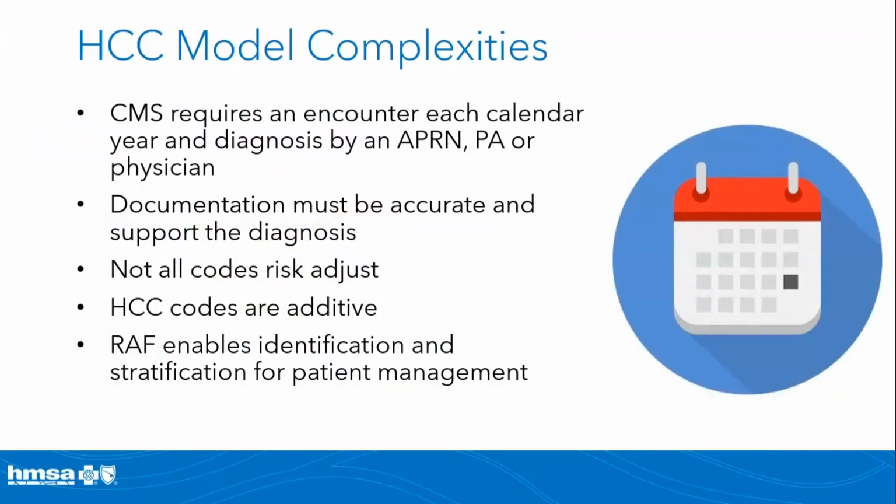The majority of the codes included are chronic condition codes, but there are some acute conditions that risk adjust. HCC codes are additive, so if your patient has more than one chronic illness, the risk adjustment factors for each eligible condition are added together, and this will result in a higher risk score. Your patient's risk score enables you to easily identify and risk stratify your patient panel for more effective patient management.